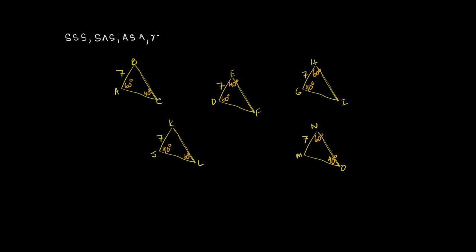And then finally, if we have an angle and then another angle and then a side, then that is also congruent. Any of these imply congruency, or congruent triangles. So let's see what we can figure out right over here for these triangles.